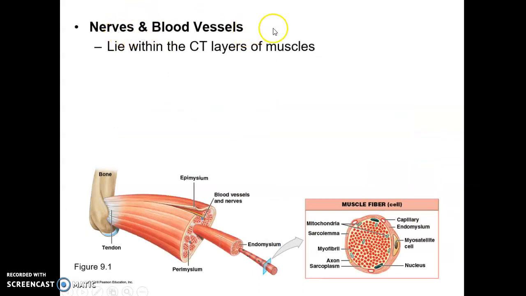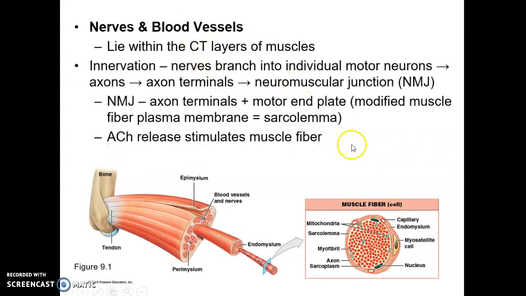Innervation and blood vessels lie within the connective tissue layers of the muscle, because the innervation has to reach all the way down into the individual muscle fibers, and those are living cells, and they also need their blood supply. So the innervation: nerves branch into individual motor neurons, and their extensions, their axons, extend into the muscles, and they terminate at the axon terminals, or terminal boutons, another term for it.